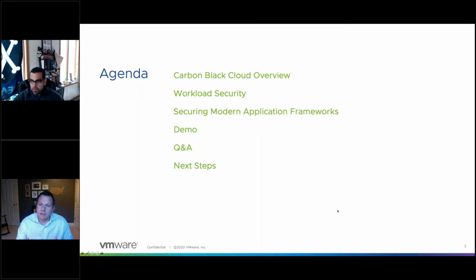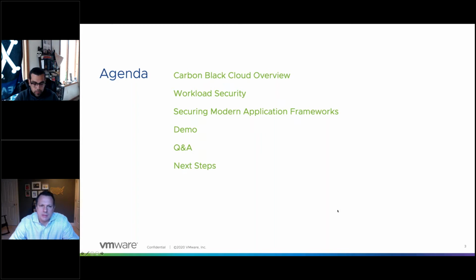So we're going to start by giving a little overview of the Carbon Black Cloud, and talk a little bit about the features and functionality that Carbon Black delivers for any environment, whether it's endpoint or workload. And then talk a little bit more in depth about the differences in workload security in particular, and why providing some purpose-built functionality for workload security and some differentiated functionality alongside VMware tech can be critical for securing your most critical assets. And then I want to walk through securing modern application frameworks as well.